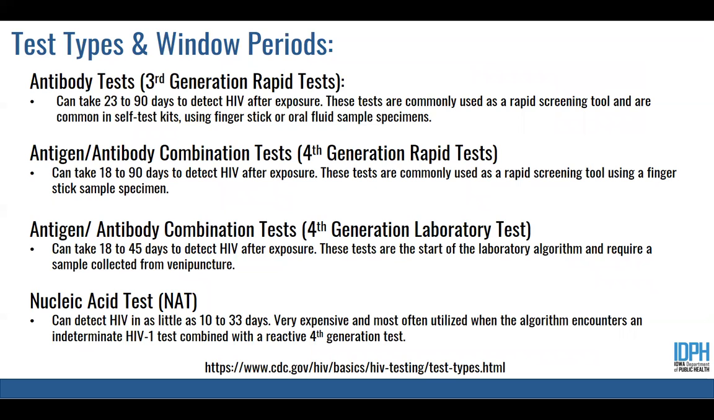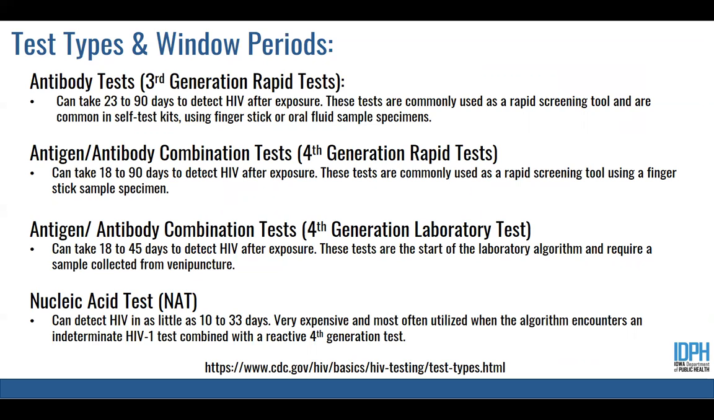In terms of test types and window periods, this is important to note. There are several different types of tests for HIV, and each have their own unique window periods. And when I talk about a window period, what we mean is the time that it can take from exposure to HIV for enough of the virus to build up in the body and or to create enough antibodies in the body for a specific type of test to be able to detect the infection.